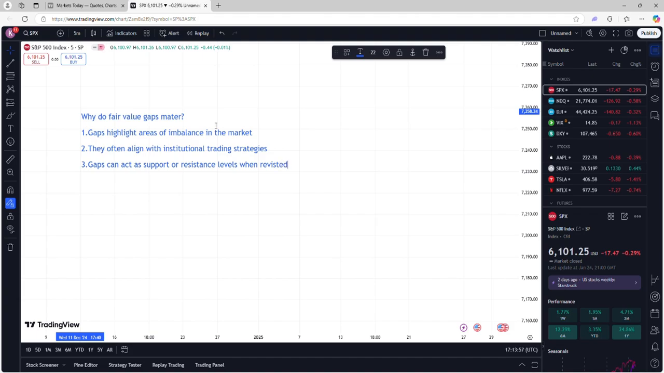Essentially, fair value gaps give us clues about where big players like institutions or hedge funds may have entered or exited trades. And as retail traders, we can use these zones to plan our own entries or exits.